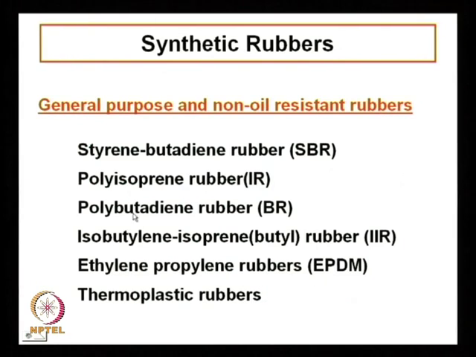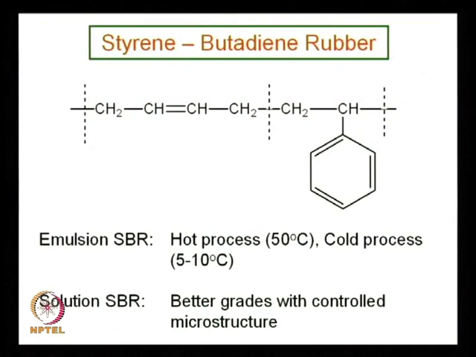Then general purpose and non oil resistant rubbers, these are the examples: styrene butadiene rubber, non oil resistant polyisoprene rubber IR, polybutadiene rubber BR, isobutylene isoprene butyl rubber, ethylene propylene rubber EPDM, thermoplastic rubbers. These are non oil resistant rubbers. That means you cannot make any product which has to perform in contact with oil, I mean petroleum based oil, not vegetable oil.